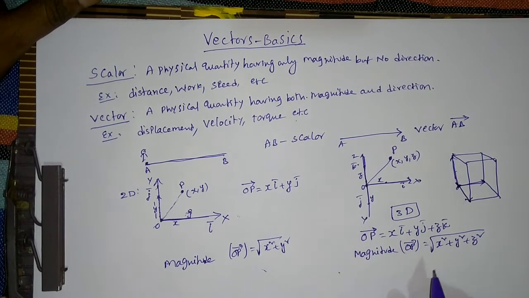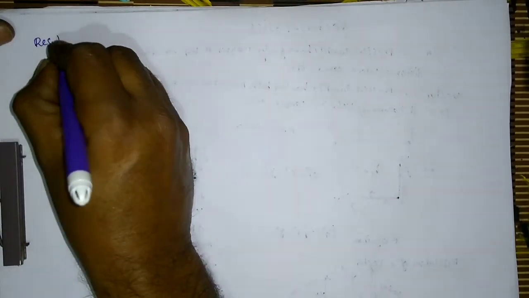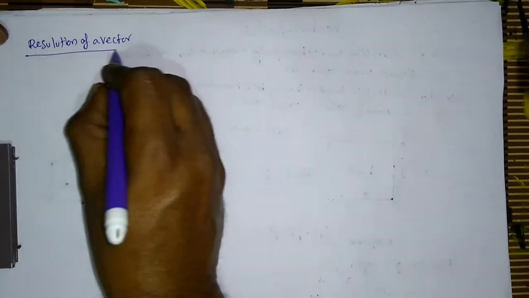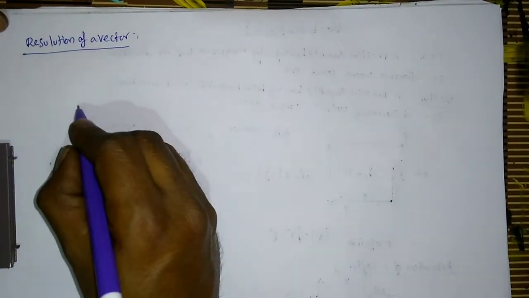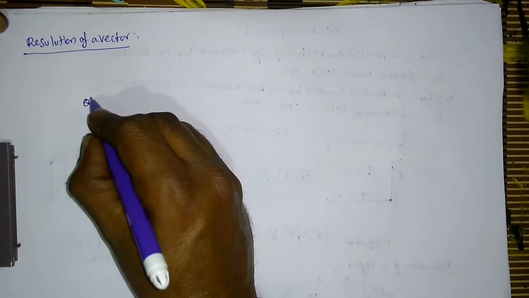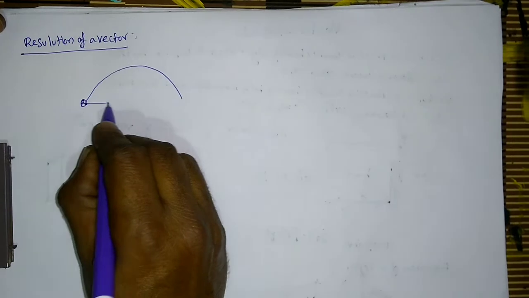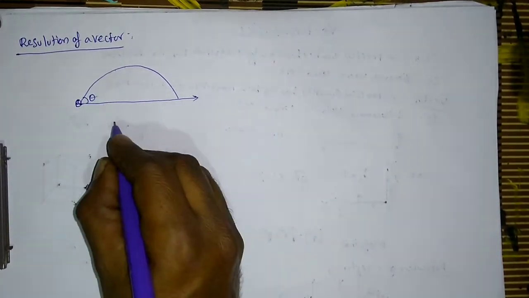Now, some more about dot products of a vector. How can you resolve a vector into two components? For this explanation, I am taking a ball which is thrown into the air, making an angle theta with the horizontal. This is the angle theta, this is the horizontal.